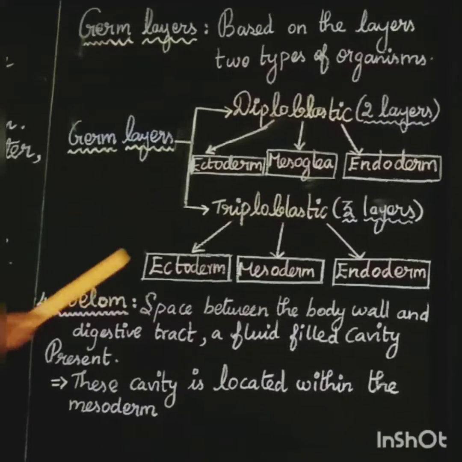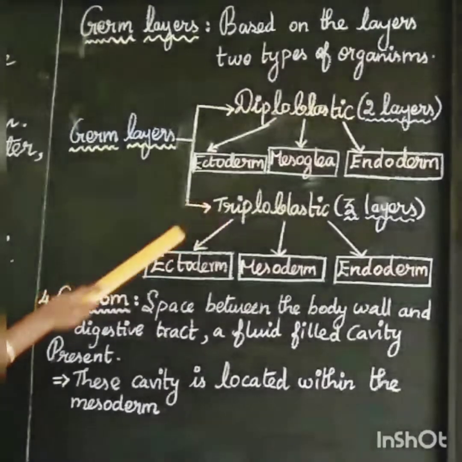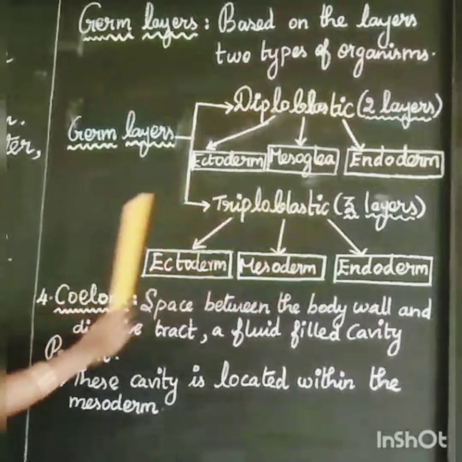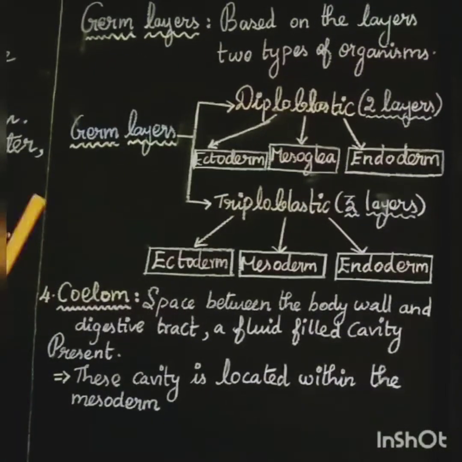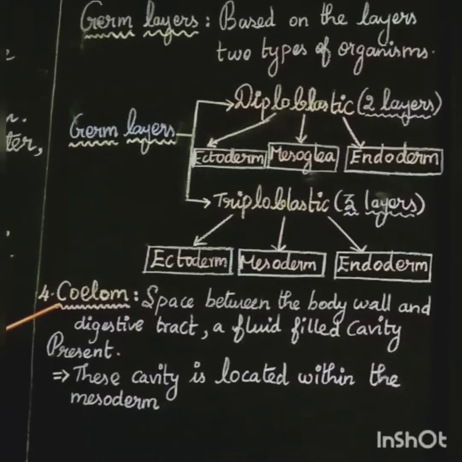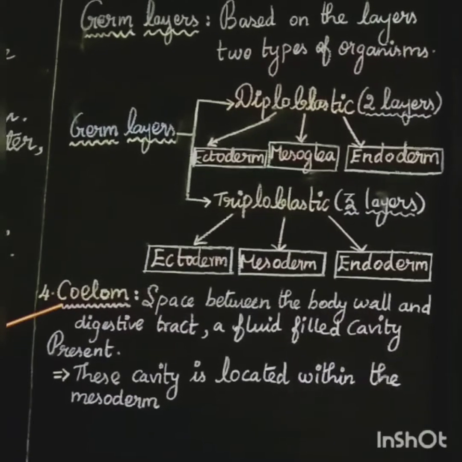Chordates are a very good example of triploblastic animals, that is, having 3 layers. Clear? Up to this germ layer you will be clear, I think so. Then coming to the last one, coelom. What is meant by coelom?